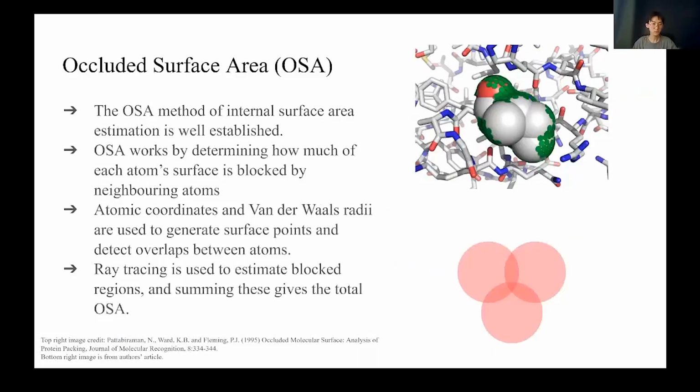The next attempt we tried was a significantly more sophisticated and, more importantly, modern approach, where we try measuring the occluded surface area of molecules. And we effectively did this by treating each atom in the molecule as a sphere with radius corresponding to its atomic radius. And then the intersections of those spheres were what we considered the internal surfaces. We used ray tracing to estimate those blocked or occluded regions. And by summing those total areas, we get the occluded surface area.